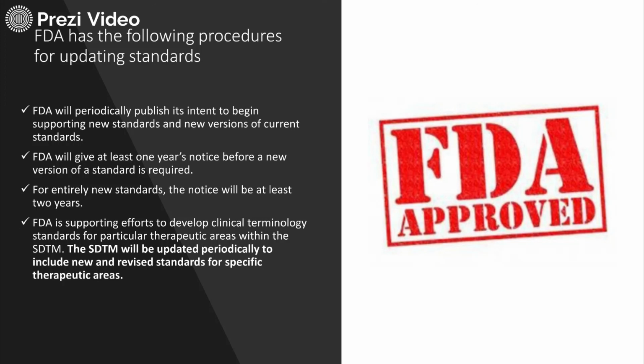It is also assumed that the FDA has the following procedures for updating the standards. They periodically publish their intent to begin supporting new standards and new versions of the current standards. FDA will give at least 1 year notice before a new version of a standard is required. So whenever any changes take place, the manufacturer gets a time limit of 1 year to understand those changes. For entirely new standards, the notice will be at least 2 years.